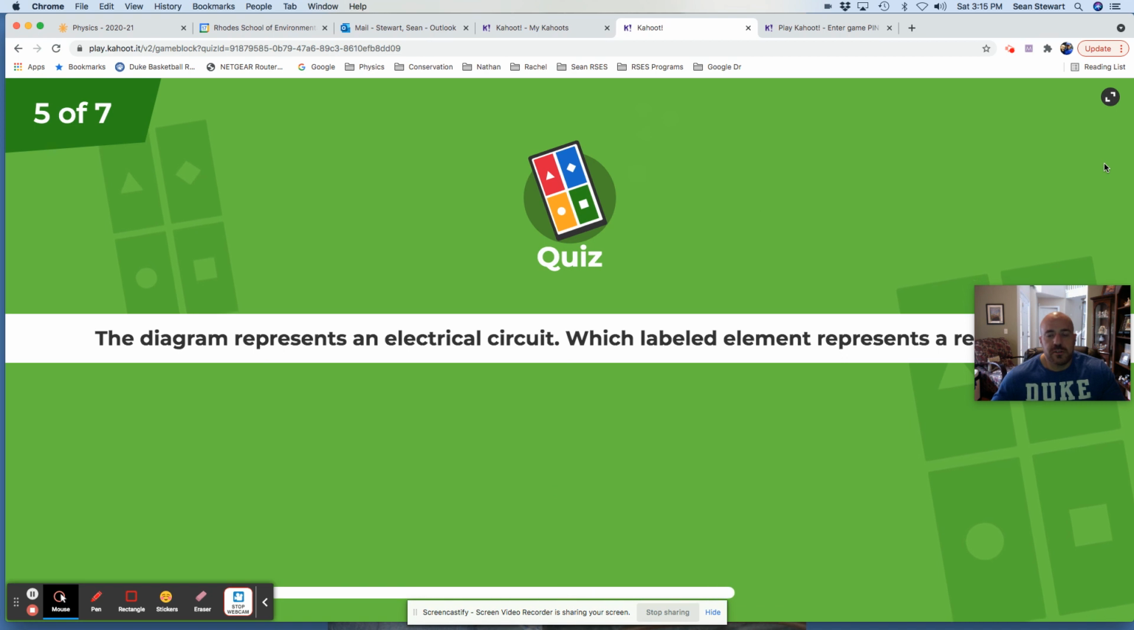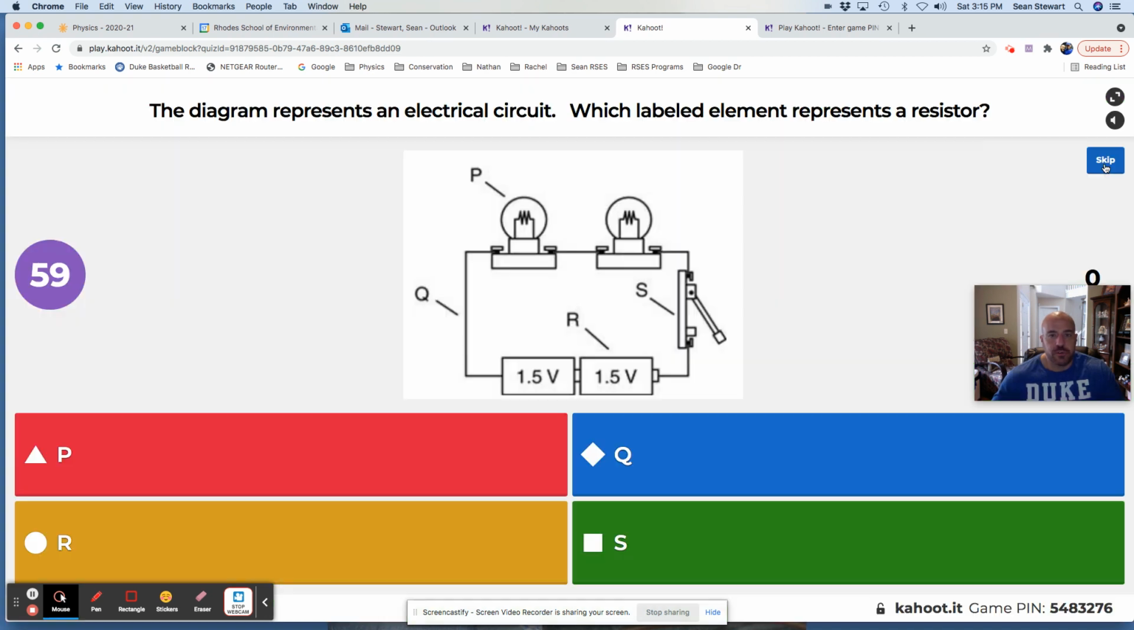Which of the labeled parts of this circuit is a resistor? So which of these P, Q, R, or S is a resistor? Go ahead and press pause.